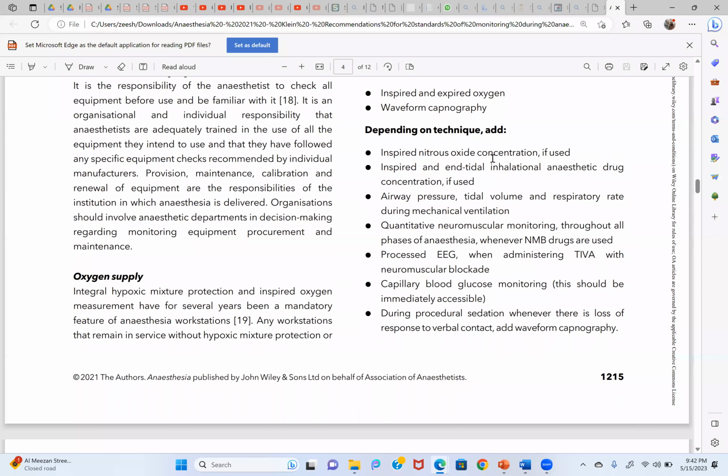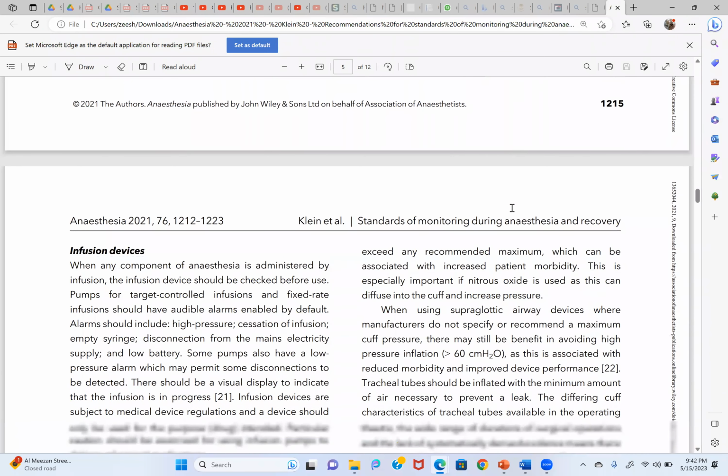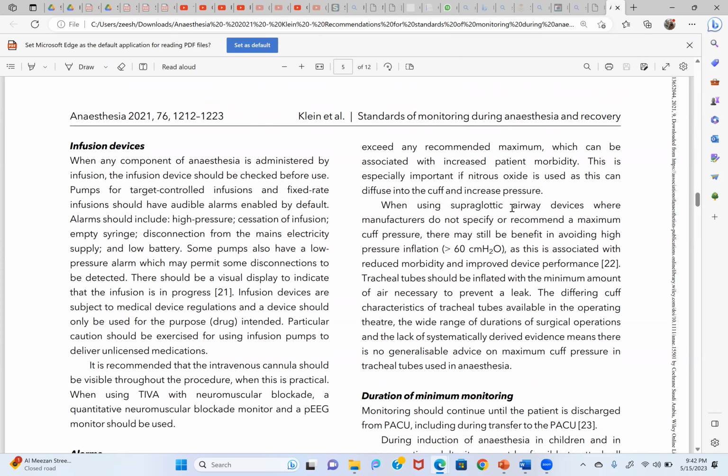Then we have inspired nitrous oxide concentration, inspired and end-tidal inhalational agents, as I was telling you. Airway pressure, tidal volume, respiratory rate. Quantitative neuromuscular monitoring, EEG, infusion devices, very important. Infusion devices, why are they important? Because if you are using them without any sense... it should be properly labeled, the concentration should be labeled, the weight of the patient should be entered correctly, the concentration, and then whatever medication you are giving.